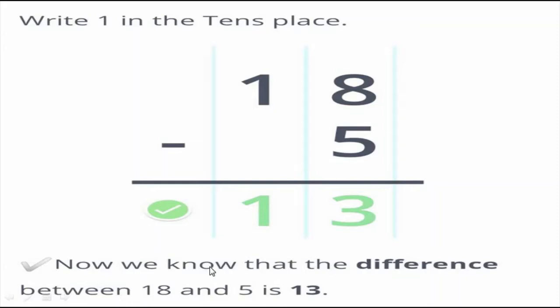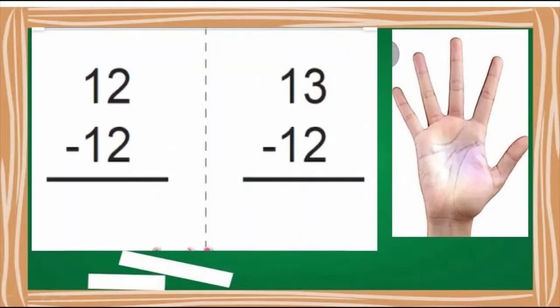Now, we know that the difference between 18 and 5 is 13. Subtract the following.